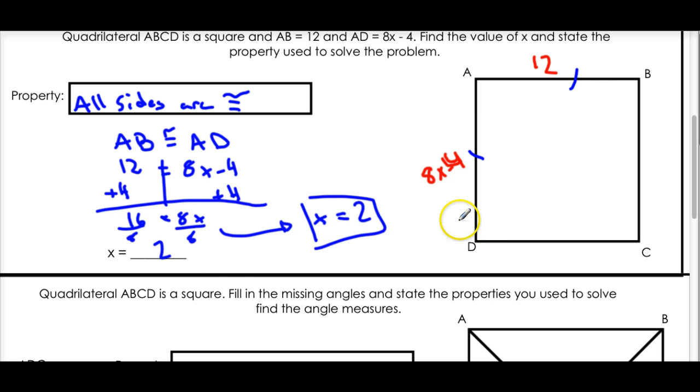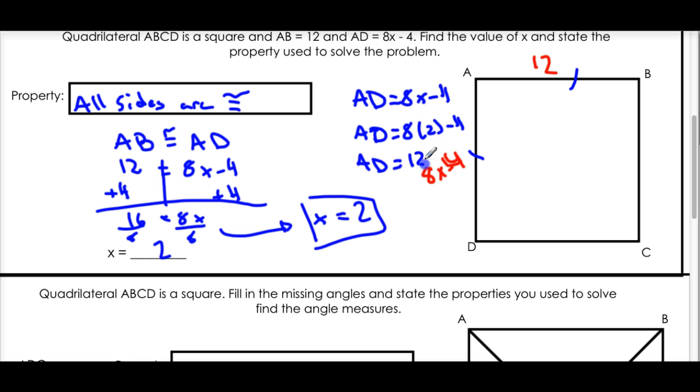All right. Well, let's just check if you don't believe me. Since AD is equal to 8x minus 4, let's try plugging in 2. AD is equal to 8 times 2 minus 4. AD is equal to, let's see, 8 times 2 is 16, minus 4 is 12. Sure enough, if x equals 2, then all my sides are congruent. So x is equal to 2.